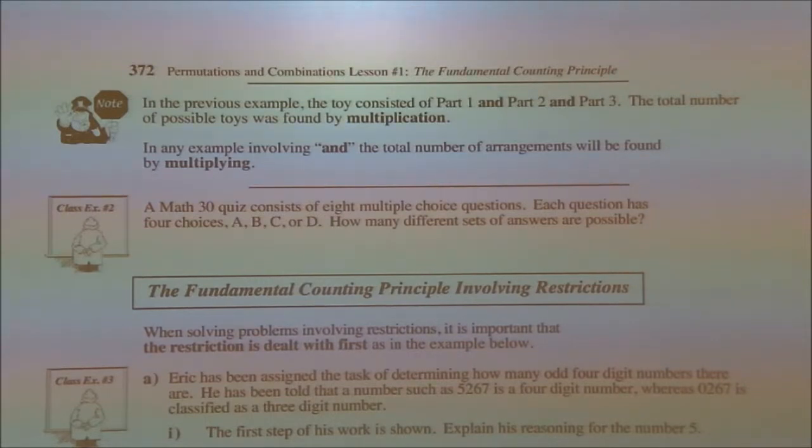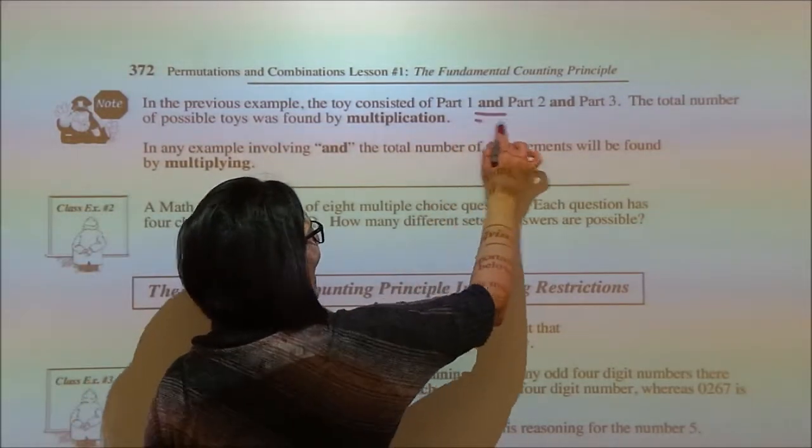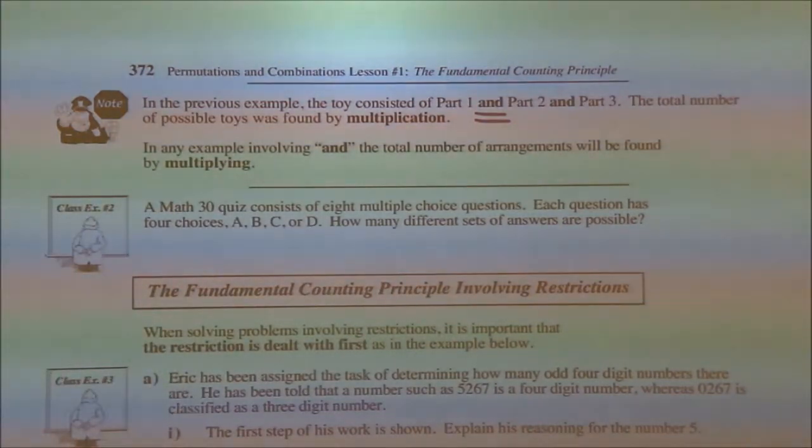So in the previous example, the toy consisted of a part 1 and a part 2 and a part 3. The word "and" gives you that multiplying factor. So when we see the word "and," we know that the total number of arrangements is going to be found by multiplying.